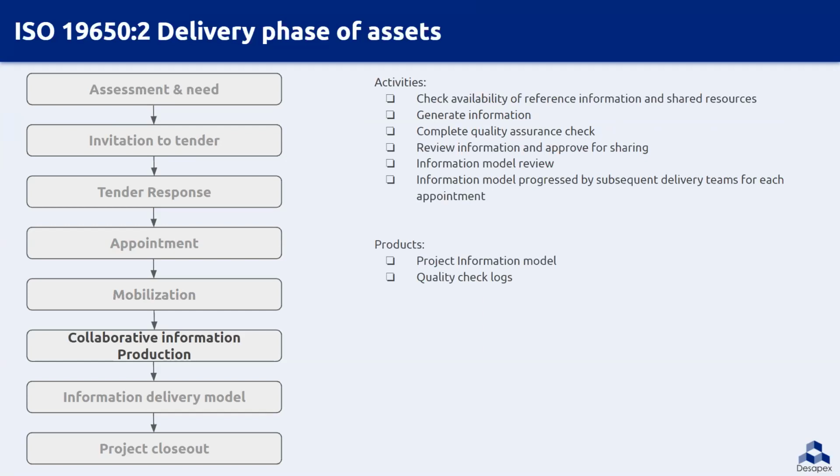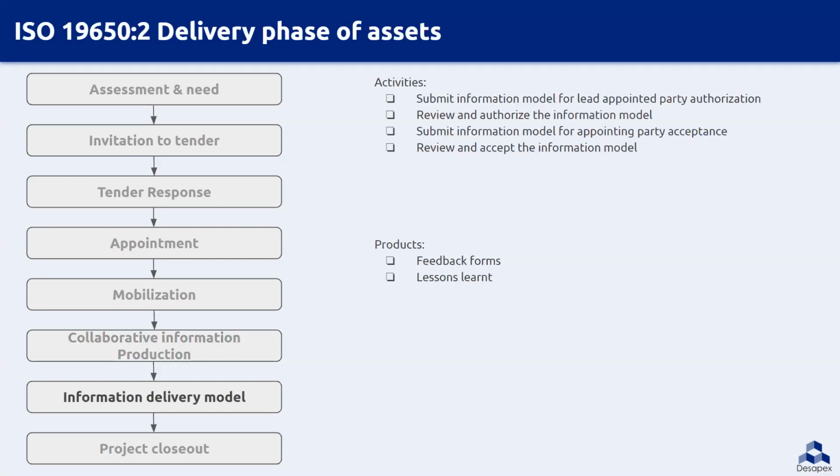Initially in the collaborative information production, the task team checks what information is readily available, which was shared during the invitation to tender stage, to make sure that we do not duplicate the data. So they will check what resources are available. Then we start generating the required information as per the set standards and procedures to the detail of requirement. The quality check of the information is done by the task team. Once the information passes the quality check, it is shared for authorization and approval.